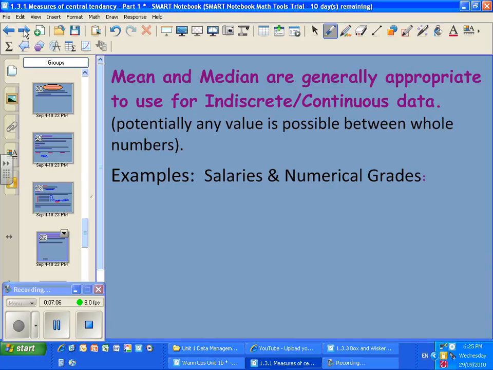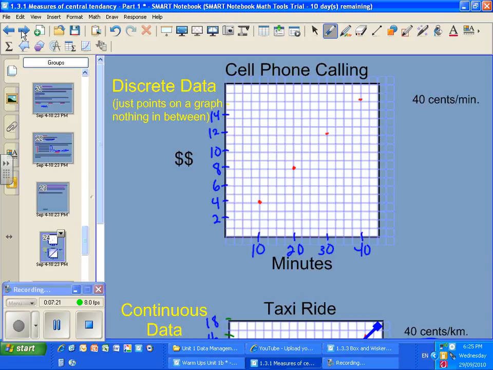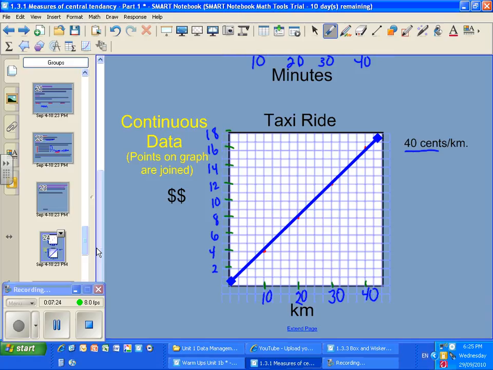Now, we look at data in different ways, and mean and median are generally appropriate for what we call continuous data, and I'm going to show you what that is in a minute. If we had a taxi ride, taxis charge us by the kilometer, and they even charge us for a portion of a kilometer. So in this case, if it's 40 cents a kilometer, we travel a certain number of kilometers, and we can just chart out our price.